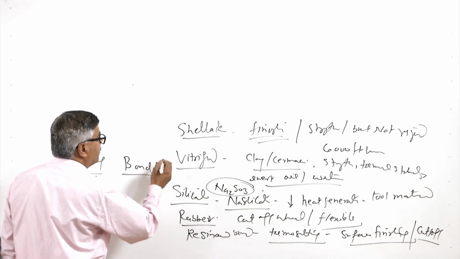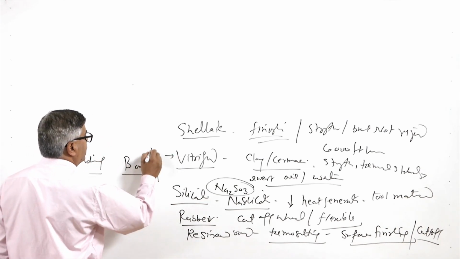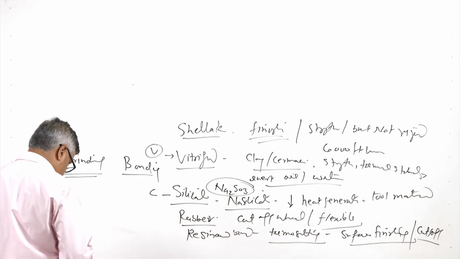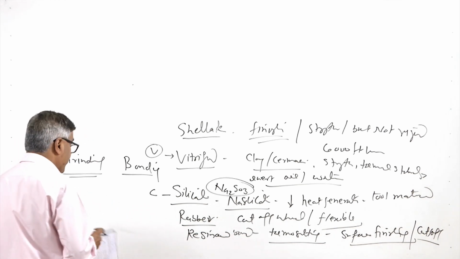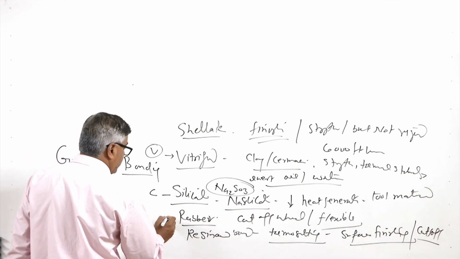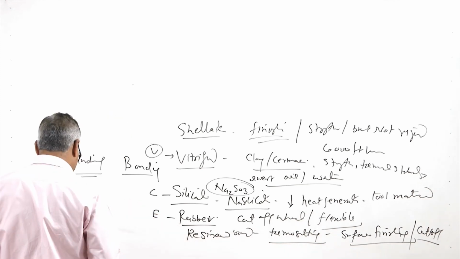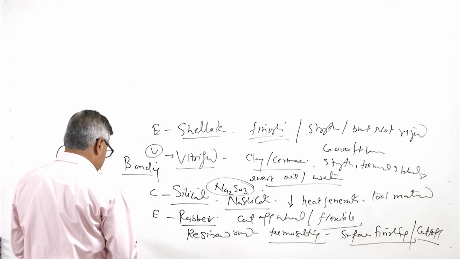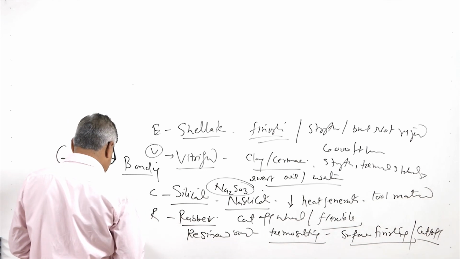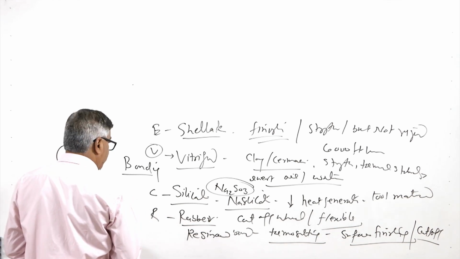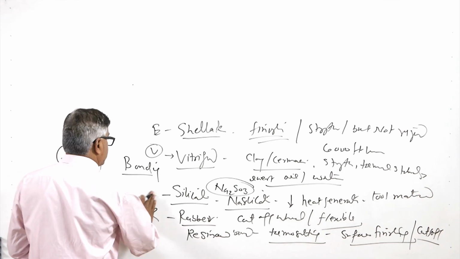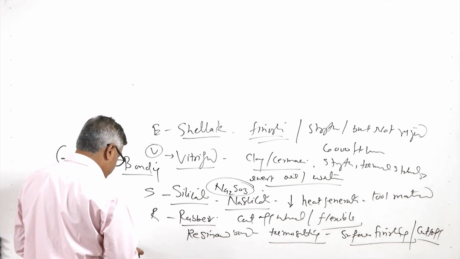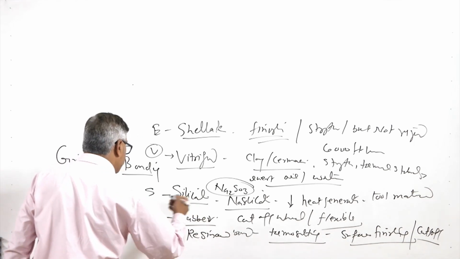There are a number of different ways by which bonds can be designated. Letter V is used for vitrified, S for silicate, E for shellac, R for rubber, and B for resinoid. So, this is how these are shown.